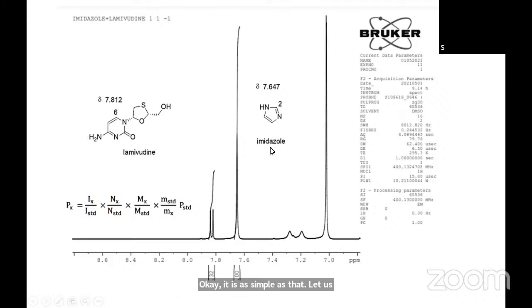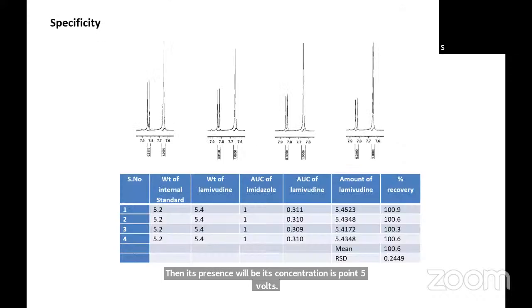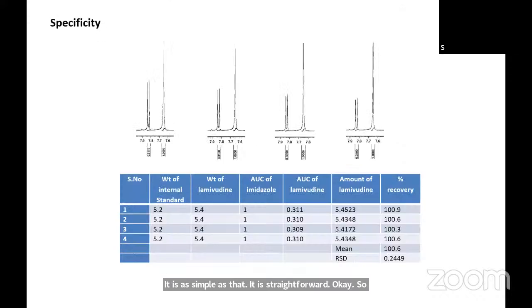Let us say if you take imidazole 1 mole, area under curve is 1, and we don't know concentration of this compound. If the area under curve of this compound is 0.5, for imidazole it is coming as 1, and its concentration is 1 mole. Then if its area under curve at 7.8 is 0.5, then its concentration is 0.5 moles. It is as simple as that. It is straightforward. Okay. So that is the way how we do the calculation.